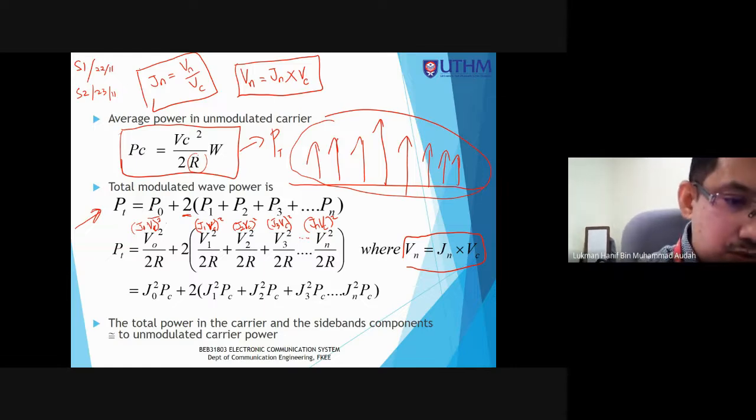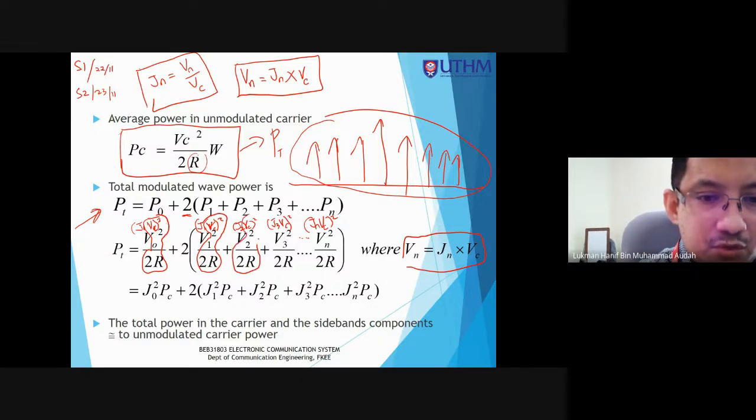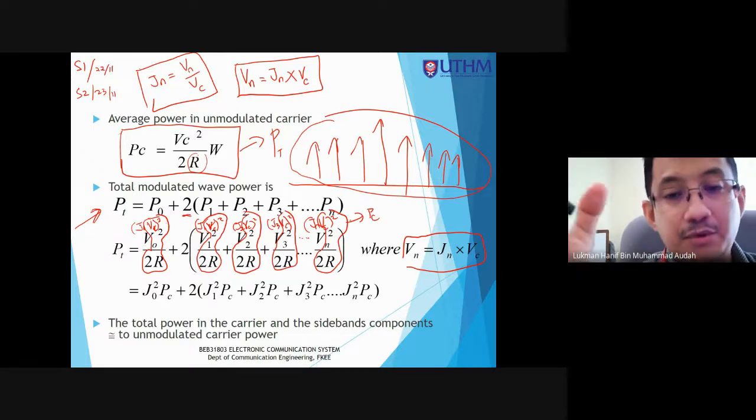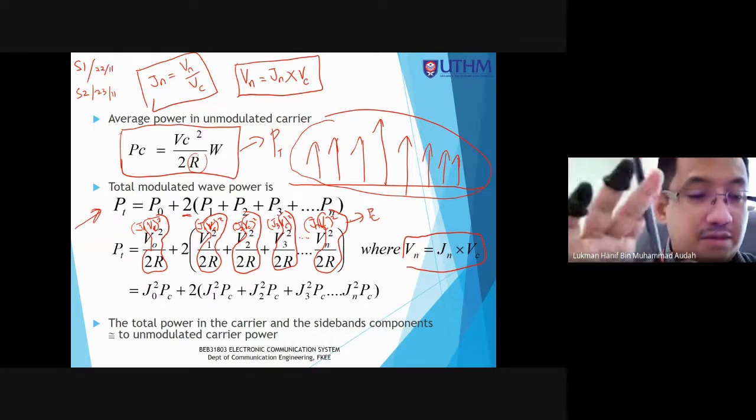Nampak eh? So another thing we can see from here, actually this part, Vc square over 2R. Apa itu Vc square over 2R? So Vc square over 2R is equal to the carrier power. Adanya komponen PC di setiap bahagian.